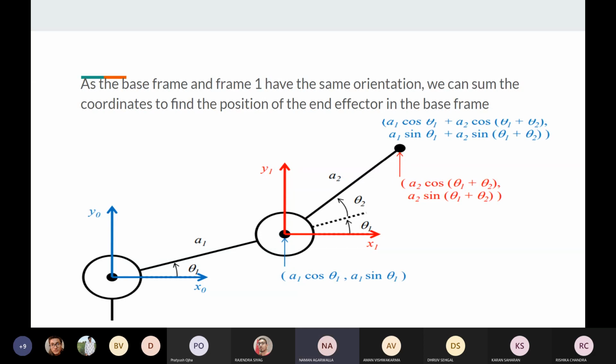You can see here we have just added these two coordinates, and we have got x and y with respect to the base frame, which is what we generally require. Next slide, please.